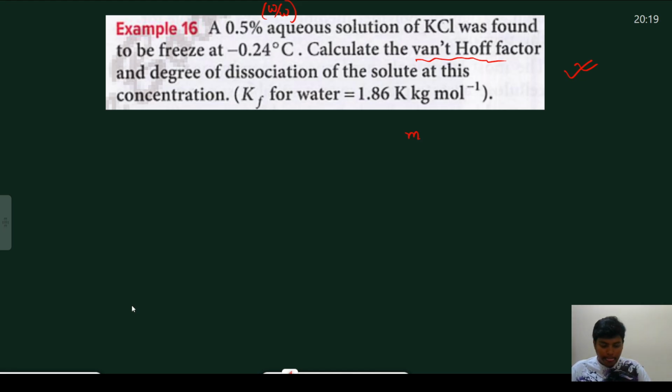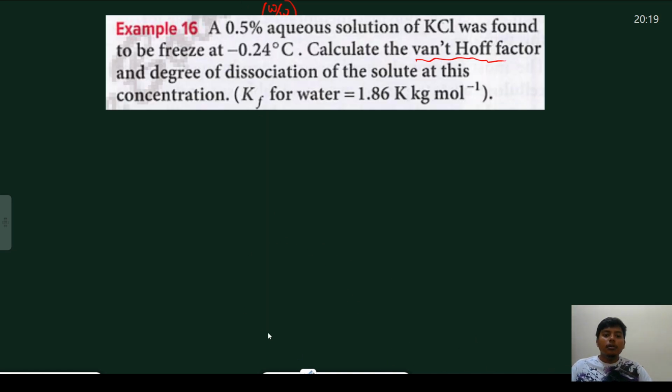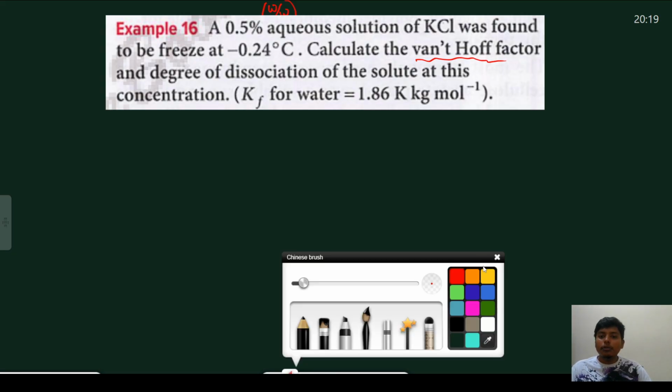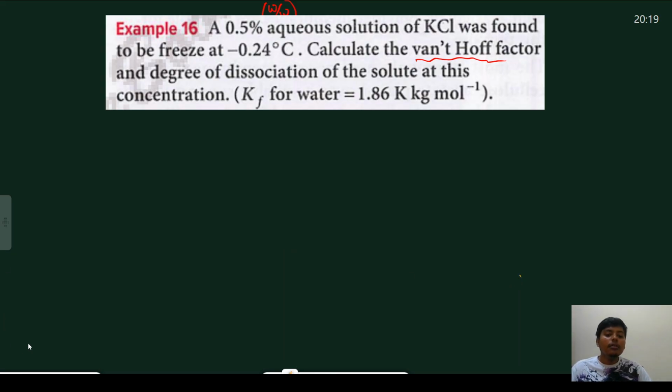Done. No, sir. Not getting it, or should I do the calculation part? Chemistry understood or not? Calculation can be done.